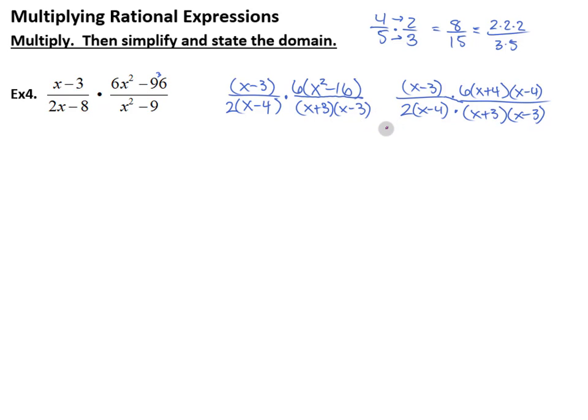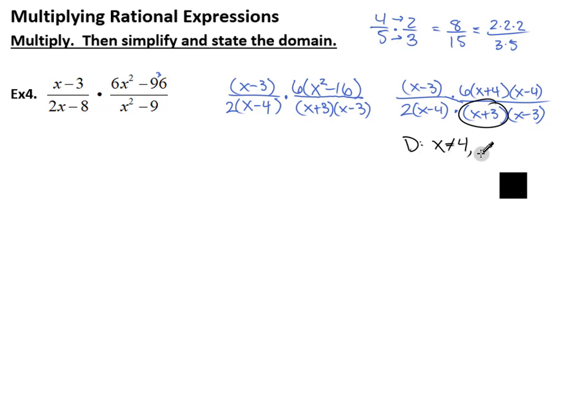But before we do that, remember, let's write the domain of the original. So what value or values would make our denominator 0? Well, 2 will never equal 0. But when will this factor equal 0? When x is positive 4. So we need to exclude positive 4 from that.